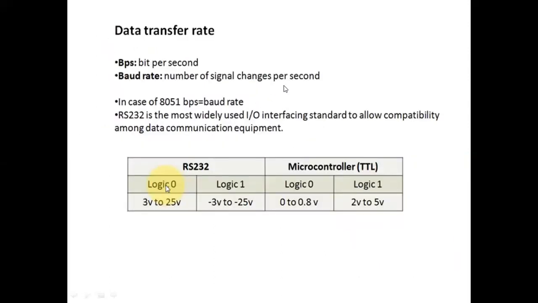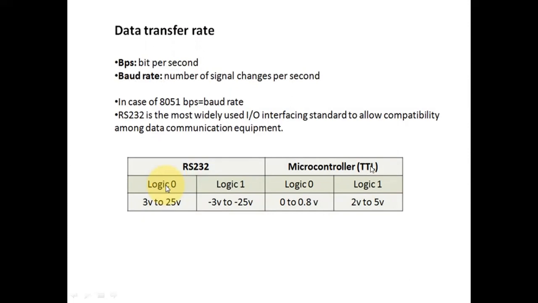For transferring the data, there are two things: one is BPS, bits per second, and the next one is baud rate. We mainly use baud rate for serial communication. Baud rate is nothing but the number of signal changes per second. The unit of baud rate is BPS.